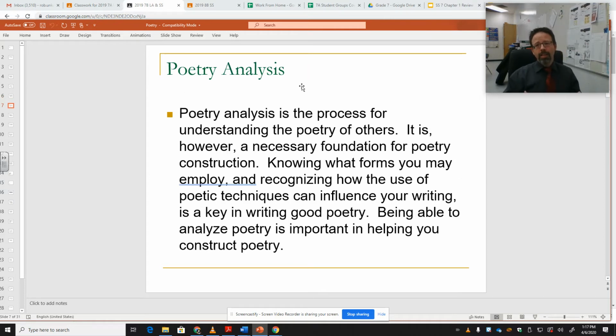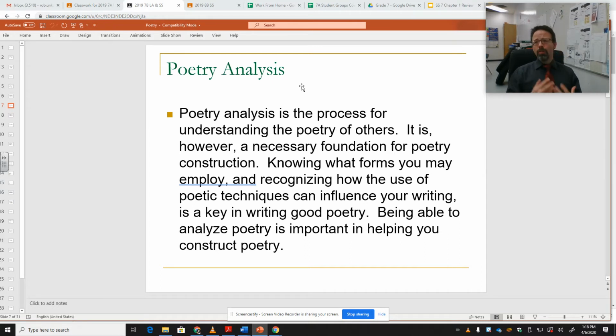Poetry analysis is the process for understanding the poetry of other people. It is, however, a necessary foundation for poetry construction. Knowing what forms you may employ and recognizing how the use of poetic technique can influence your writing is a key in writing good poetry.